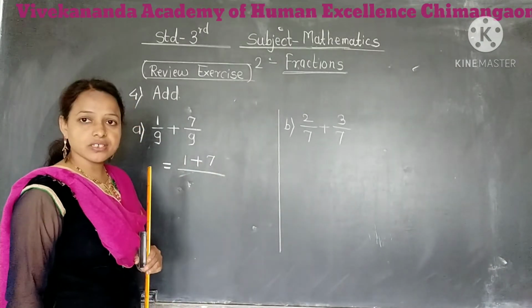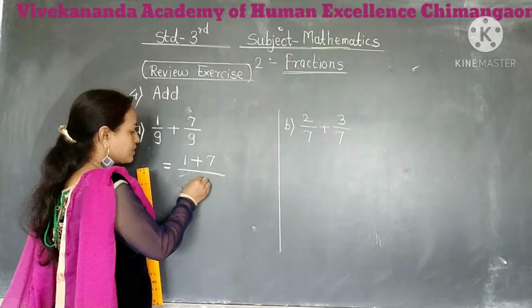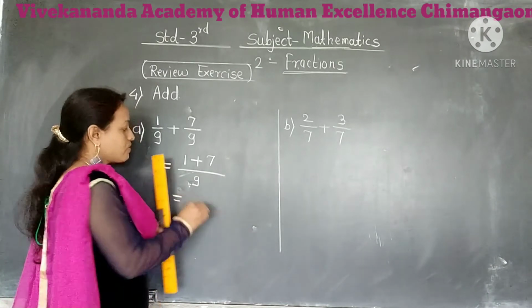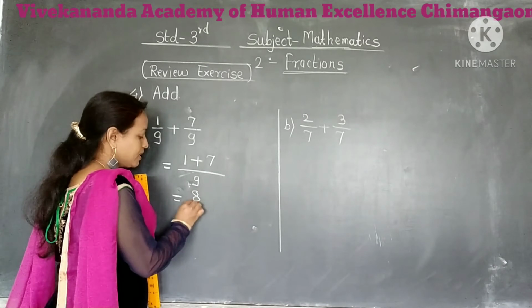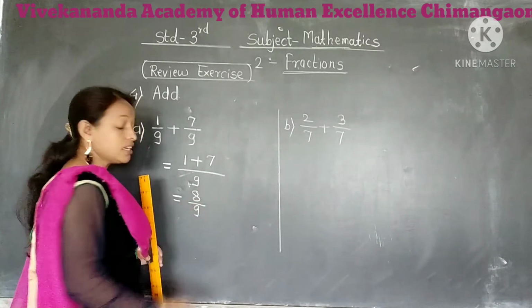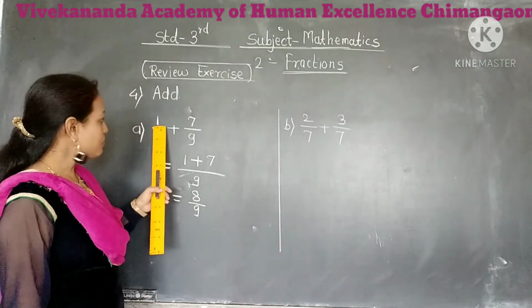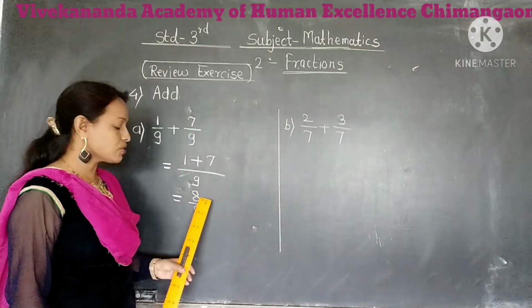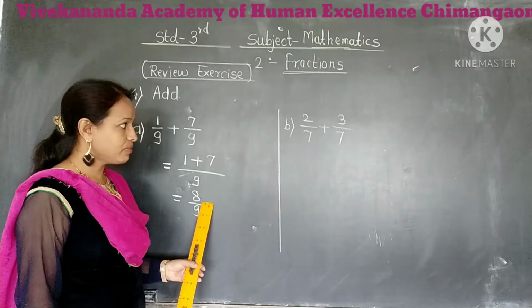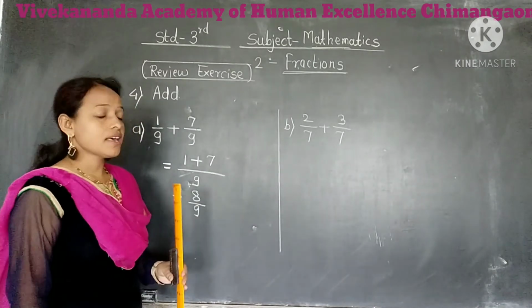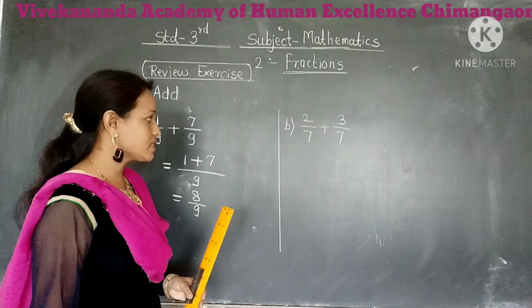Both fractions have common denominator 9. 1 plus 7 is 8, and the common denominator is 9. So we get the sum: 1 upon 9 plus 7 upon 9 is equal to 8 upon 9. In the same way, we will find the sum of the next example.